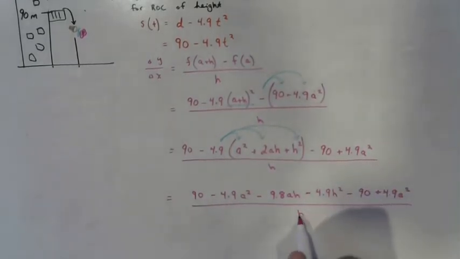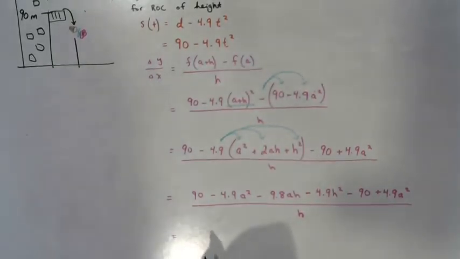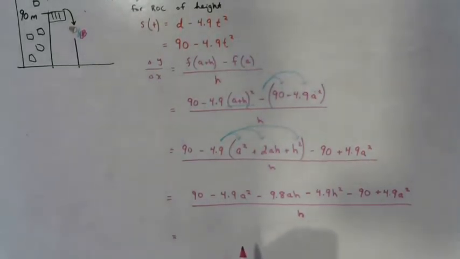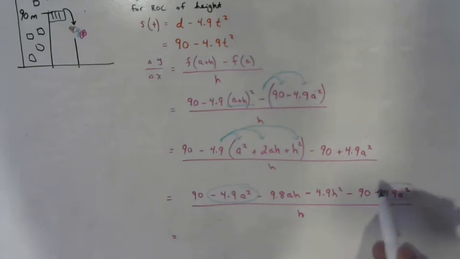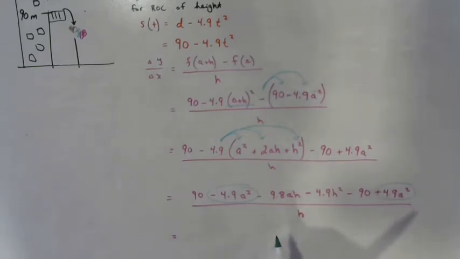We're still speaking in general terms, right? We're using our a and our h. We don't have a specific interval yet. And now we're grouping like terms. So we've got some a squareds. I've got negative 4.9 of them there, positive 4.9 of them there. That's easy. That's going to cancel out.